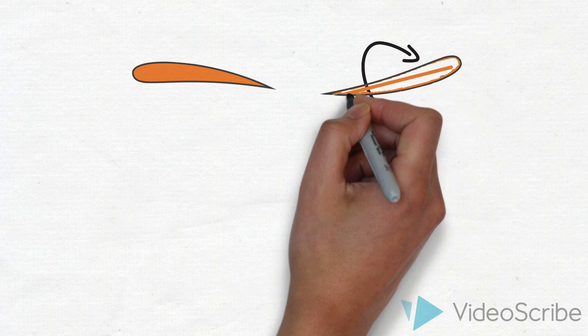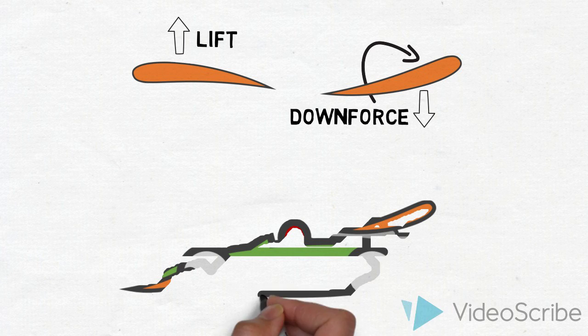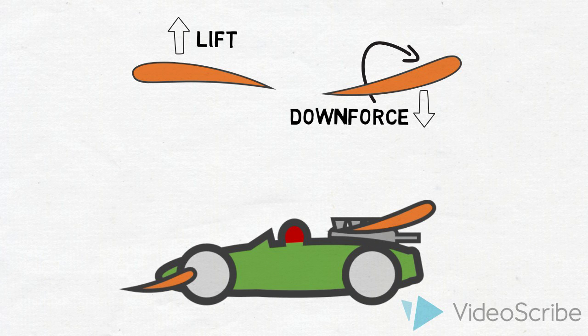By turning the wing over, lift becomes downforce. By placing upturned wings on the front and the back of a race car, the downforce will push the car down into the track. This increases grip without making the car heavier. The faster the car travels, the greater the downforce and the greater the grip.